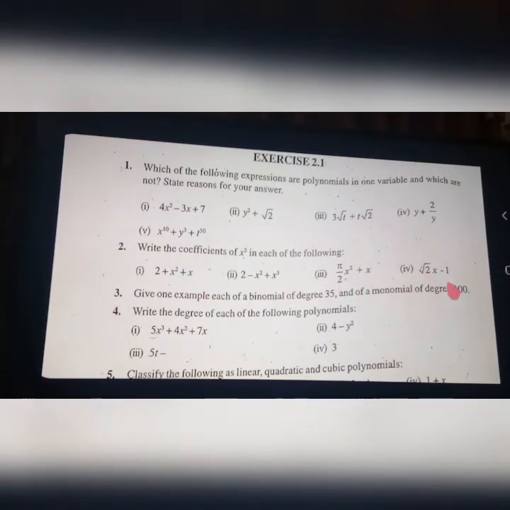Clear now? Any doubt? Here the x square term is not there. So what you will write is 0x square, 0x square plus root 2x square minus 1. What is the coefficient of x square? Then coming 0. And next, third question.